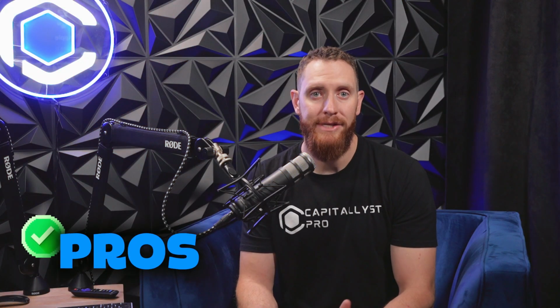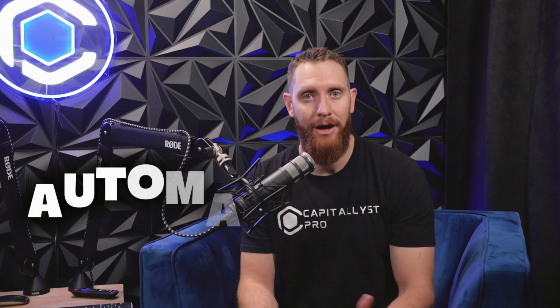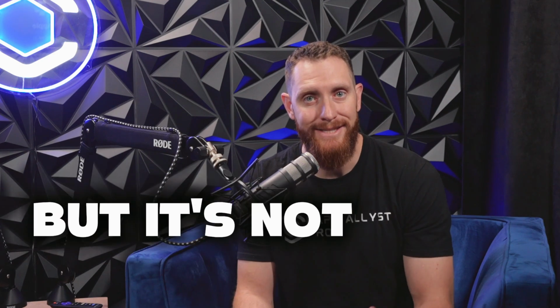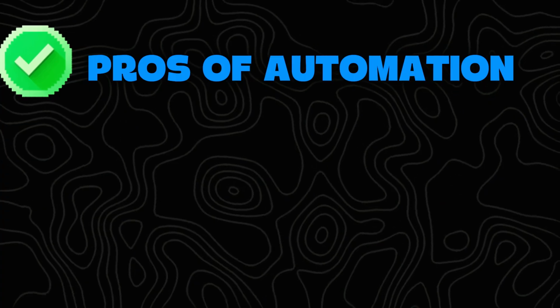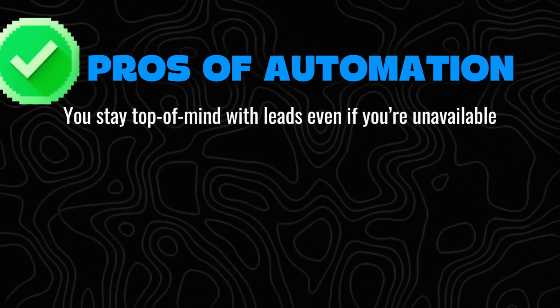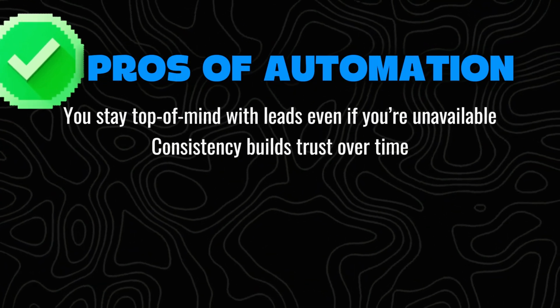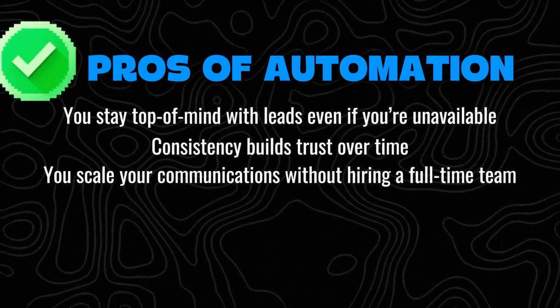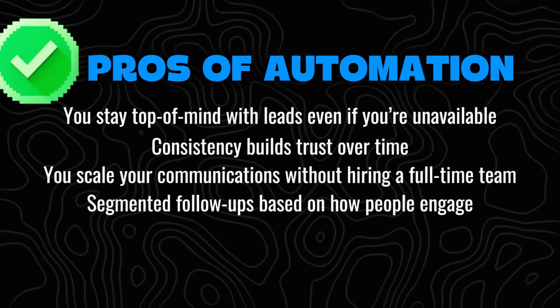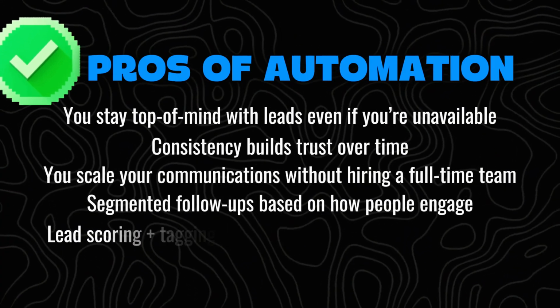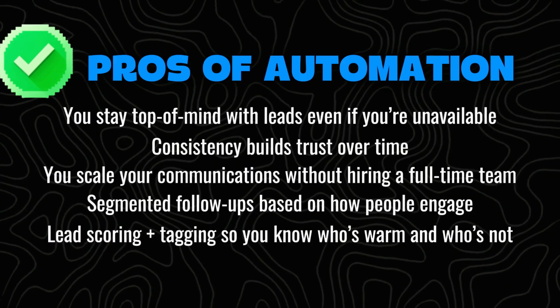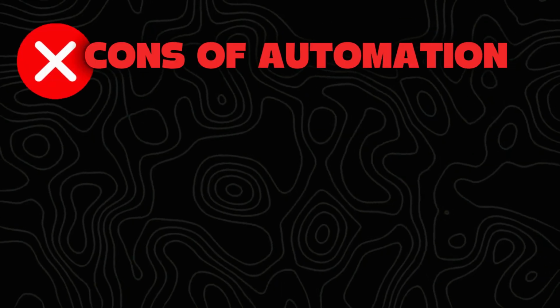Let's talk pros and cons, because automation is powerful, but it's not perfect. The pros to automations is you stay top of mind with leads even if you're unavailable. Consistency builds trust over time. You scale your communications without hiring a full-time team. Segmented follow-ups based on how people engage, and lead scoring, tagging so you know who's warm and who's not. So what are the cons?